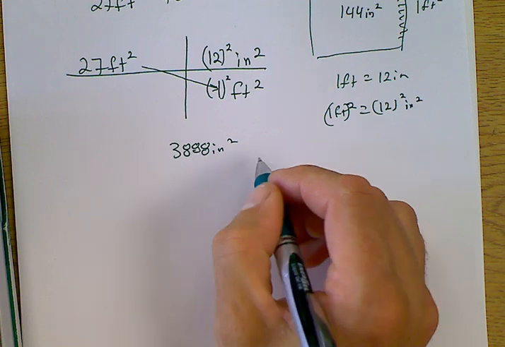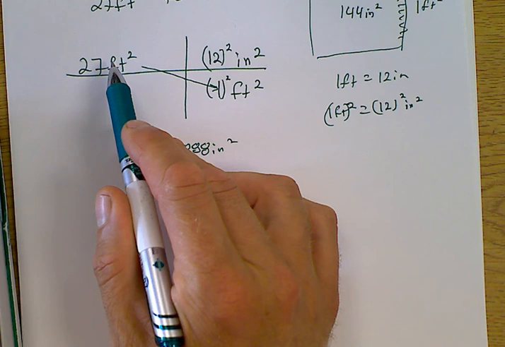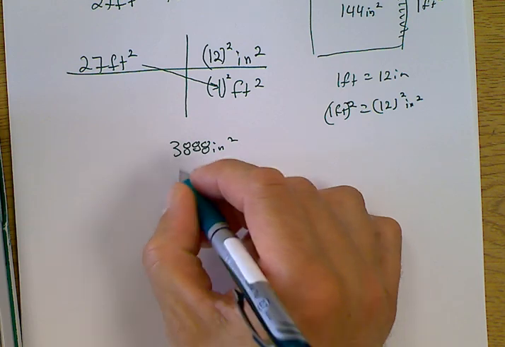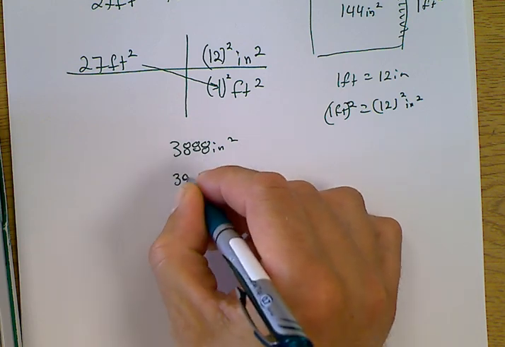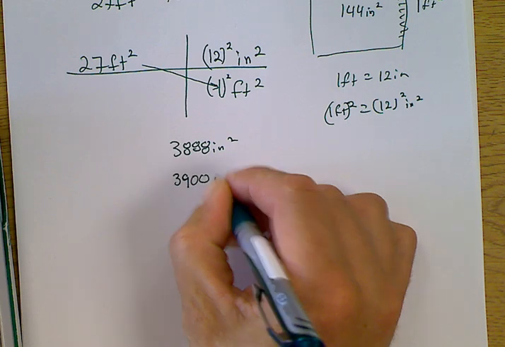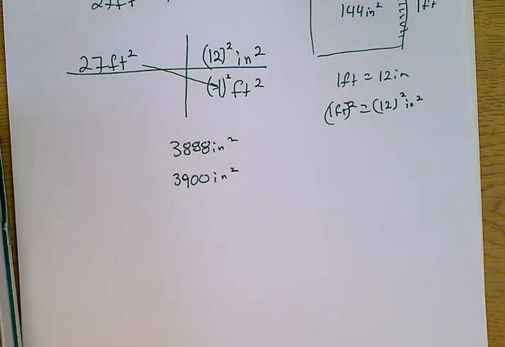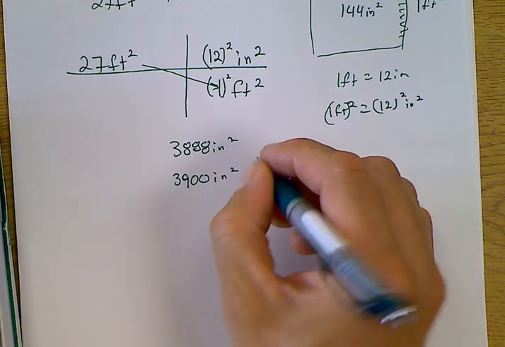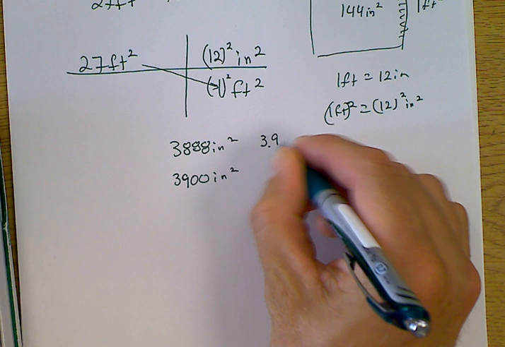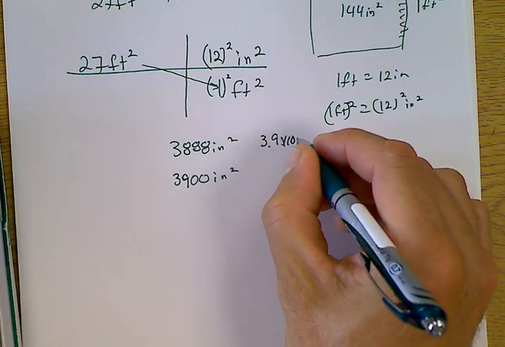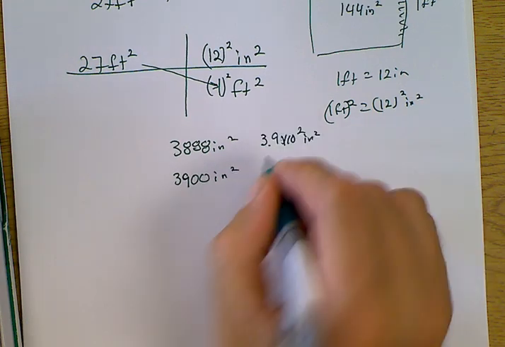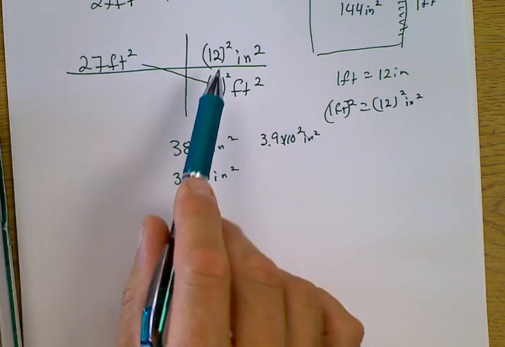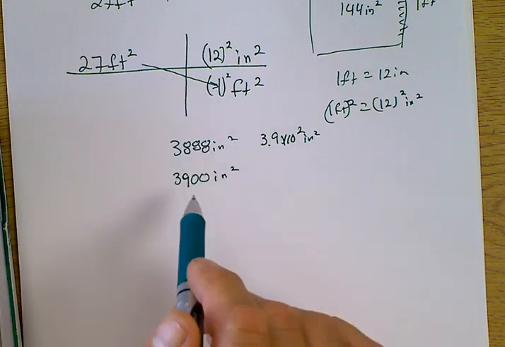Now my original measurement only has 2 sig figs, so probably the best way to do this is to round this to 2 sig figs, which would mean that I go 3,900 inches squared. That would be an accurate way to express this with just 2 sig figs. Or you could go 3.9 times 10 to the second inches squared. Either one of these is rounded correctly using sig figs. Remember, whenever we're doing this, you want to make sure to use the least number of sig figs in your answer that you've got right there.